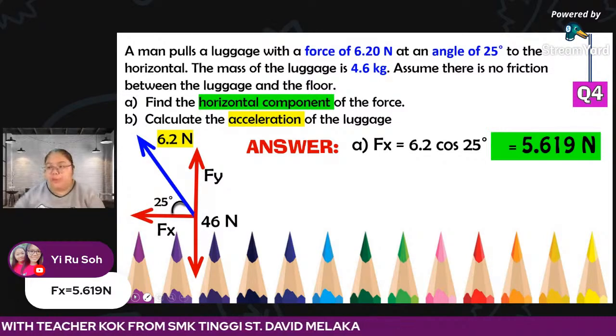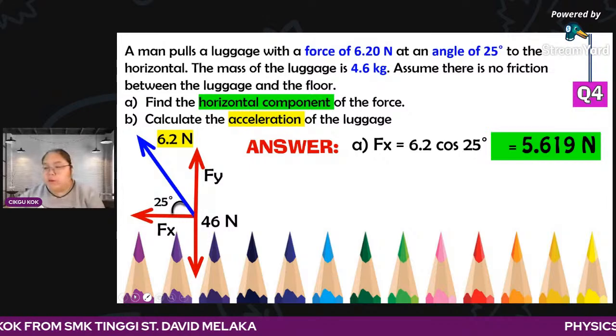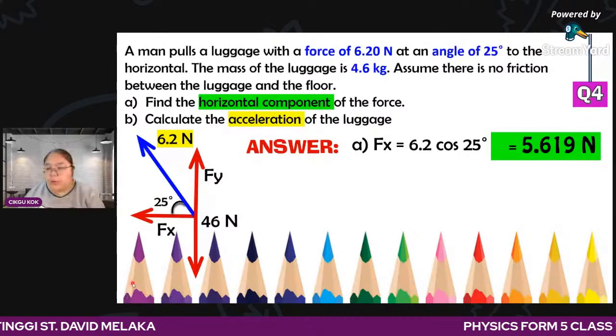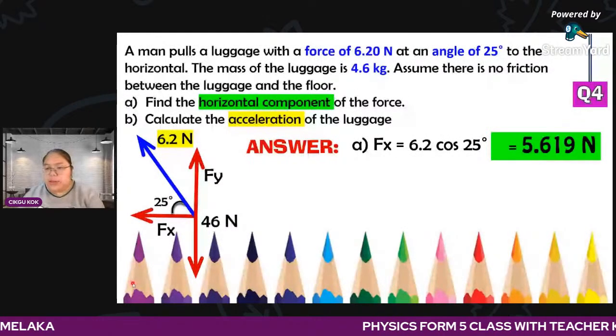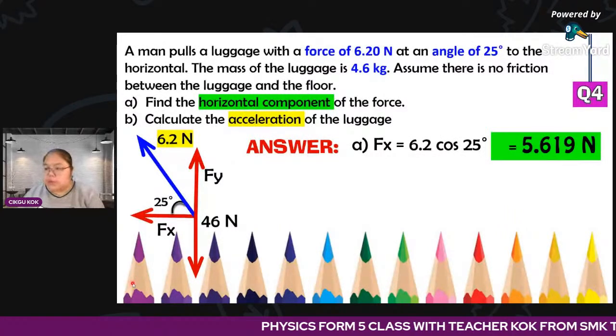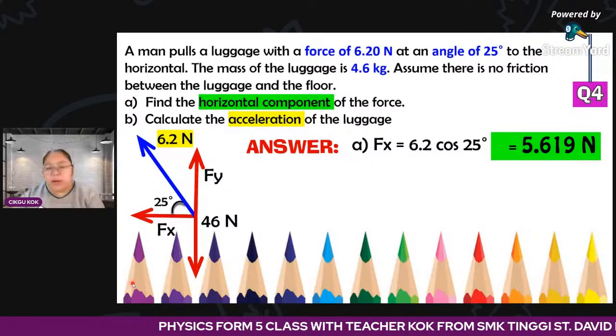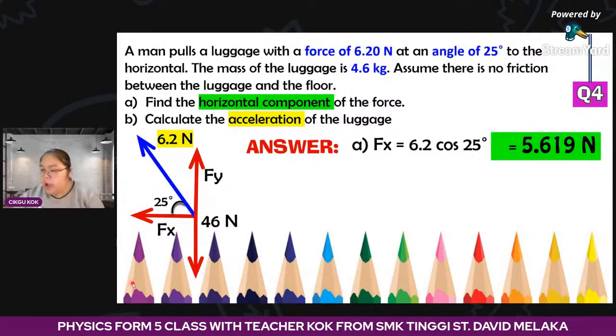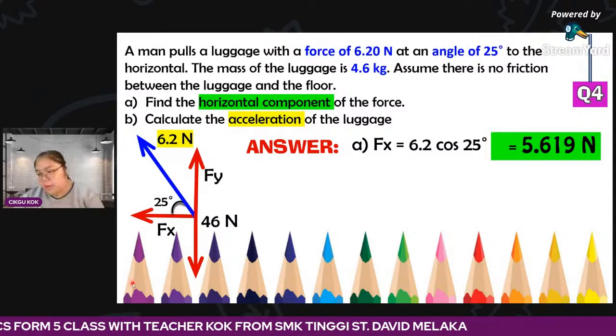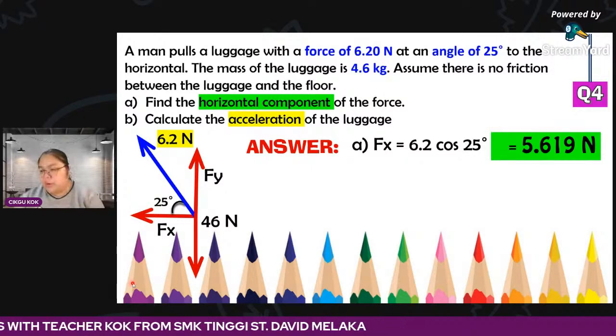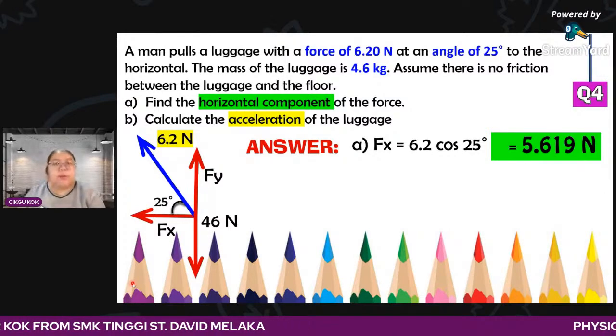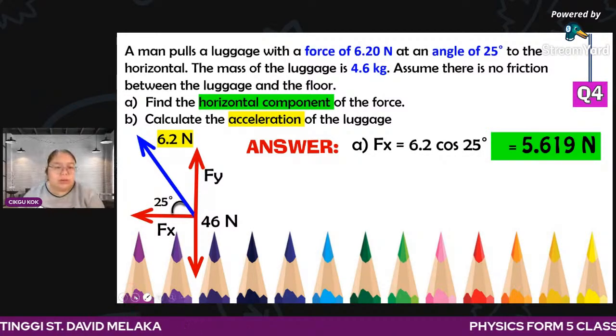5.619 Newton. Okay, so this one is just for horizontal. Okay, only for the horizontal. Okay, 5.62 is also correct. Also correct for the next one. Okay, hi Hari, you came already. So the answer is 5.619 Newton. Okay, correct. Then we go to the next part.